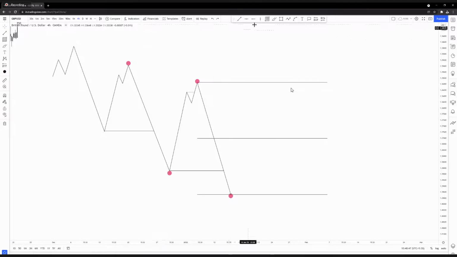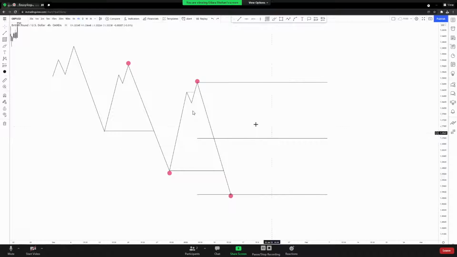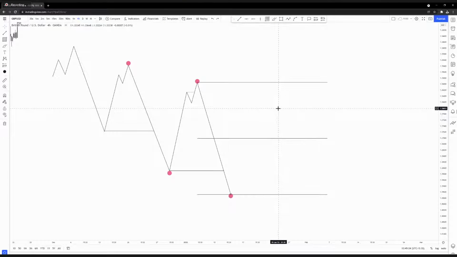It doesn't have to go into the 61.8 or 70.6 or 88.6 or anything like that. If it just taps the equilibrium, that is enough. So keep in mind, a high probability bearish point of interest will always come from the equilibrium or anything above that.